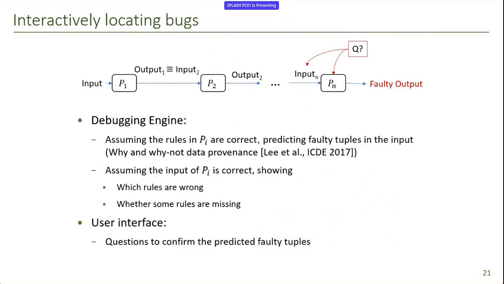The second possibility is that we have some wrong rules in the program. So there are 2 possibilities. We need to predict which rules are wrong or whether we may miss some rules in the program. Basically, the debugging engine will predict all the faults and will ask the user to confirm whether the predicted fault is correct or not.